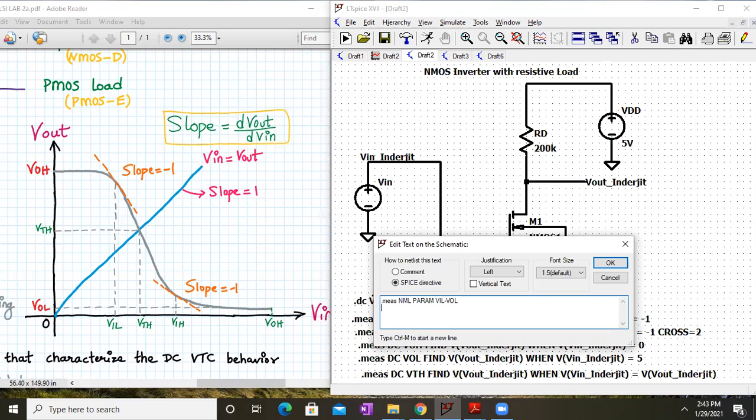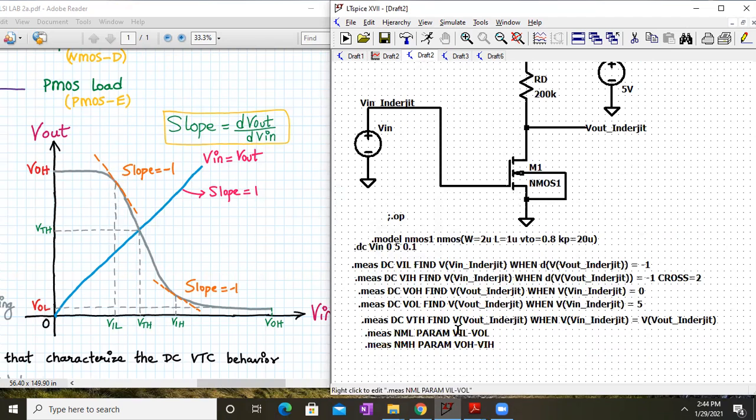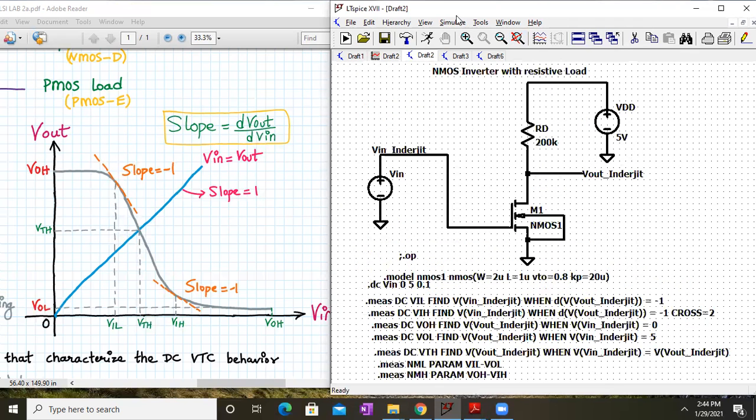And in the next statement, we can write .measure NMH param VOH minus VIH. Remember to give the same variable names that we have defined over here. So this will directly give us the values of the noise margin levels high and low and all the 5 critical parameters. So let's see how we get this.